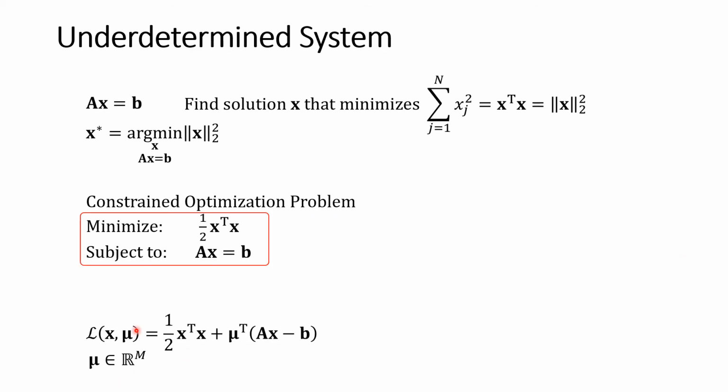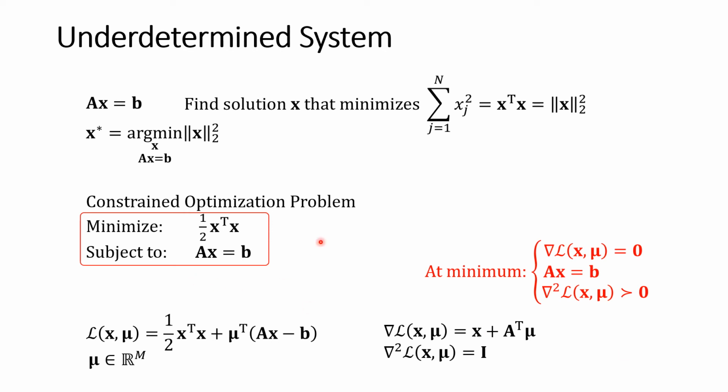In vector matrix form, this is the constraint optimization problem. Minimize half x transpose x subject to Ax equals b, and the Lagrangian is half x transpose x plus mu transpose (Ax minus b). The derivative of the Lagrangian is x plus A transpose mu, and the second derivative is equal to I, the identity matrix.